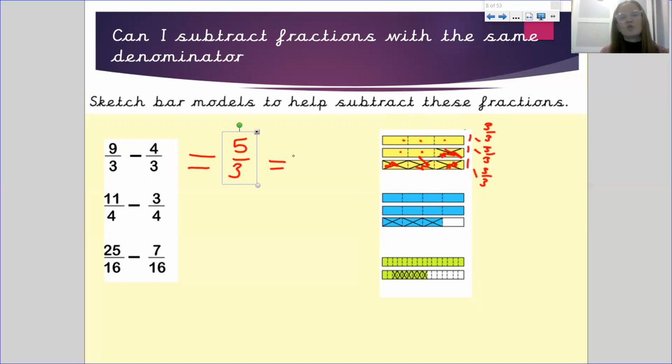Okay, so your mixed number would then be 1 and 2/3, because obviously 3/3 is equal to a whole, and then I'm left with 2, so I've got 1 2/3.